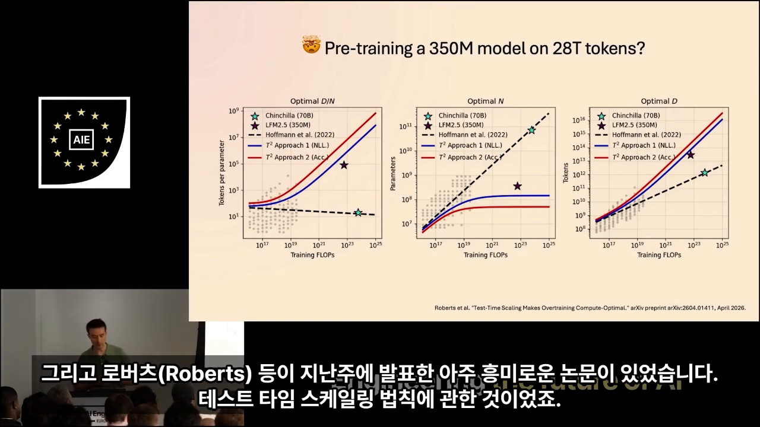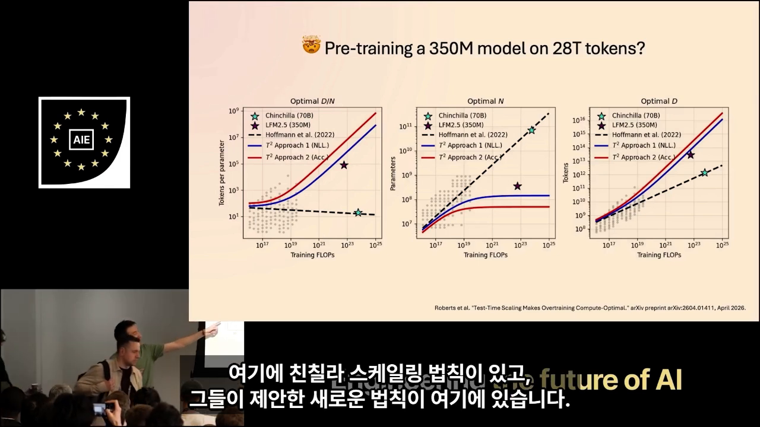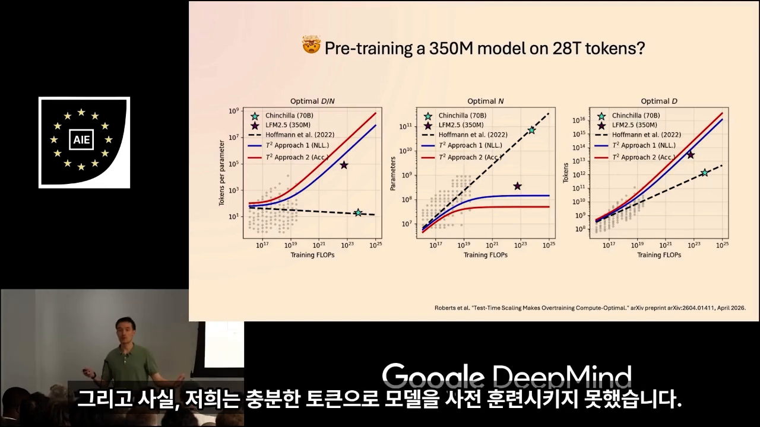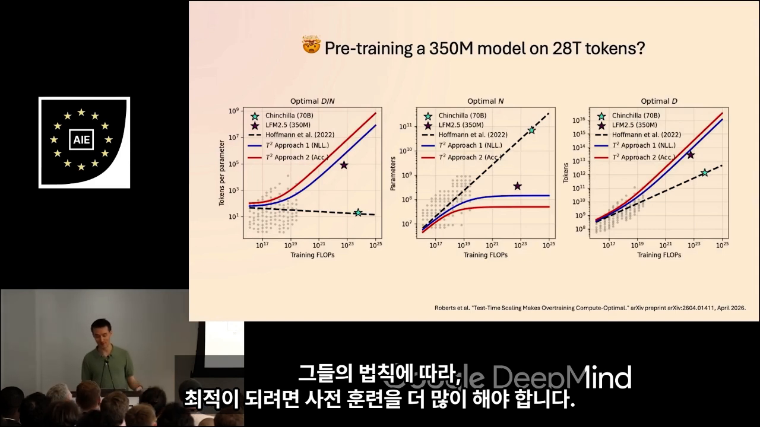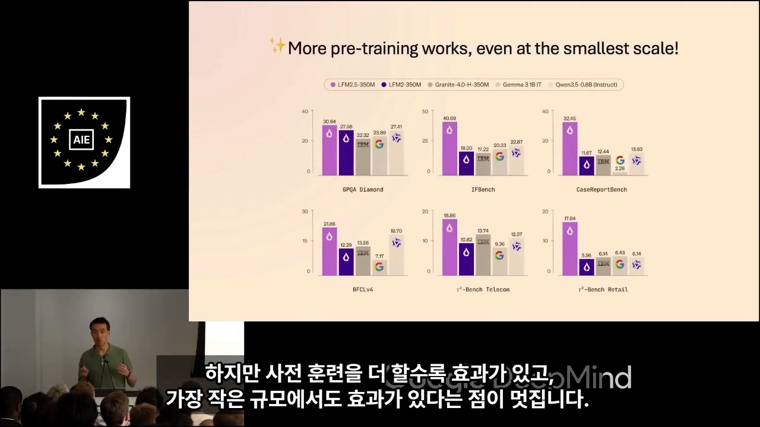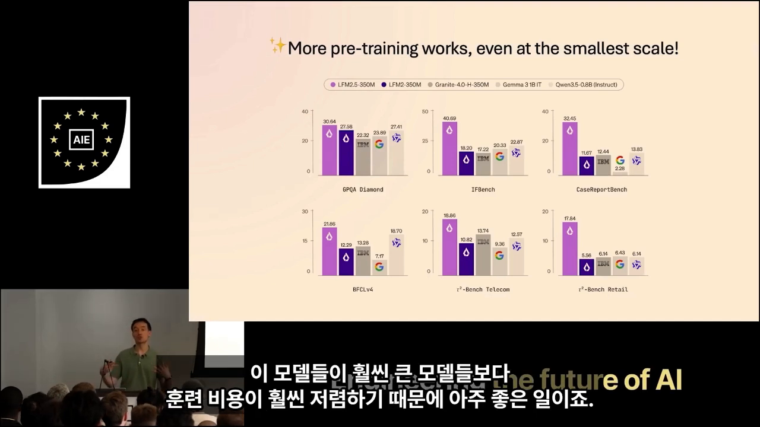And there was a super interesting paper by Roberts et al. published last week about the test time scaling laws. And you can see here how LFM 2.5 350M compares to their new scaling laws. You can see Chinchilla scaling laws here and the new one that they proposed here. And actually, we did not pre-train the models on enough tokens. We should pre-train even more to be optimal according to their laws. But this is cool because more pre-training works, and it works even at the smallest scale, which is great because these models are a lot cheaper to train than much bigger models.